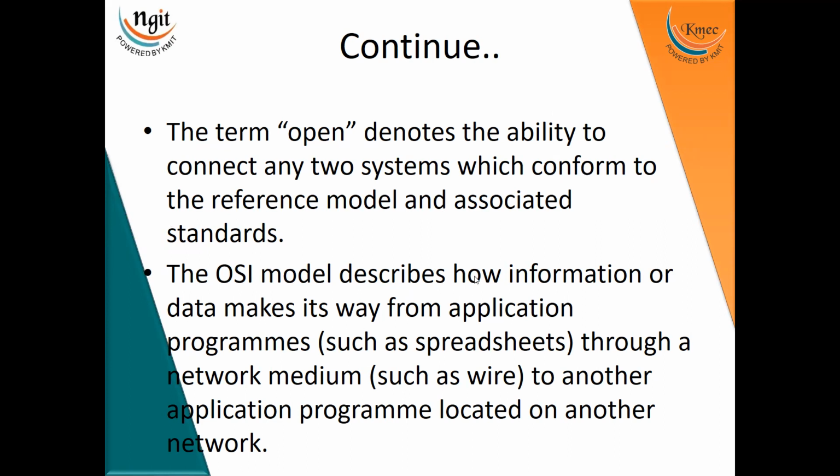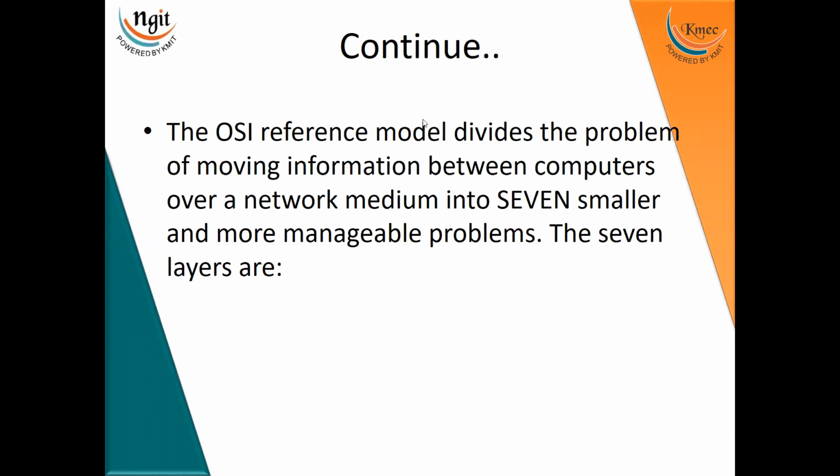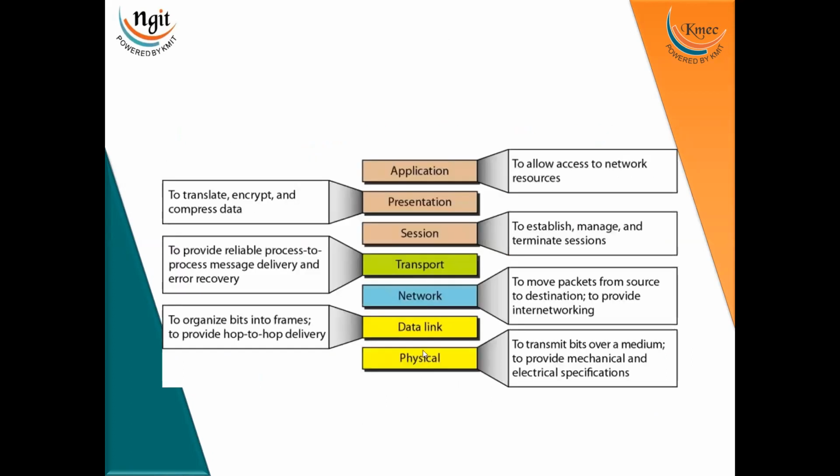This OSI model describes how information or data makes its way from an application program through a network medium to another application program located on another network. The OSI reference model divides the problem of moving information between computers over a network medium into 7 smaller and more manageable problems, which we call 7 layers. In this 7-layer architecture, we have the physical layer, data link layer, network layer, transport layer, session, presentation, and application layer.